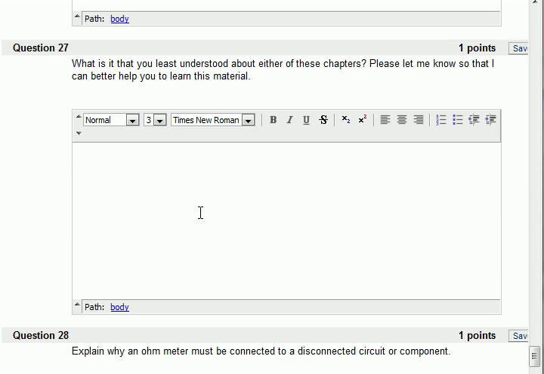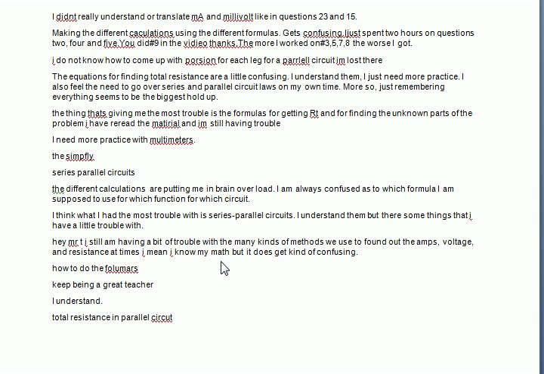Now, here's what I wanted to go through, and it talked about what did you least understand about these chapters. Okay? Let's look at some of the responses that I've got from this, and let's see if I can help you out with it. All right, the first one here says, I didn't really understand or translate milliamps and millivolts like in questions 23 and 15. All right, well, let's go back and look at questions 23 and 15.